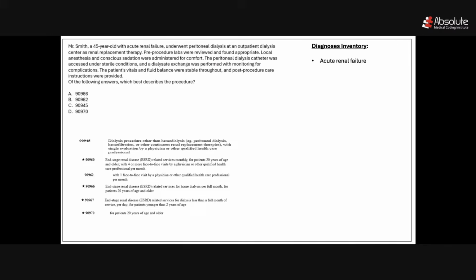And here also we have a patient with acute renal failure and a peritoneal dialysis was performed. So the keyword is peritoneal dialysis. That's a keyword, and also acute renal failure, because here also I think we can eliminate options 90966, 90962, and 90970 straight away, because all of them are coding for end stage renal disease. Right? 90966 is also coding for a home dialysis.